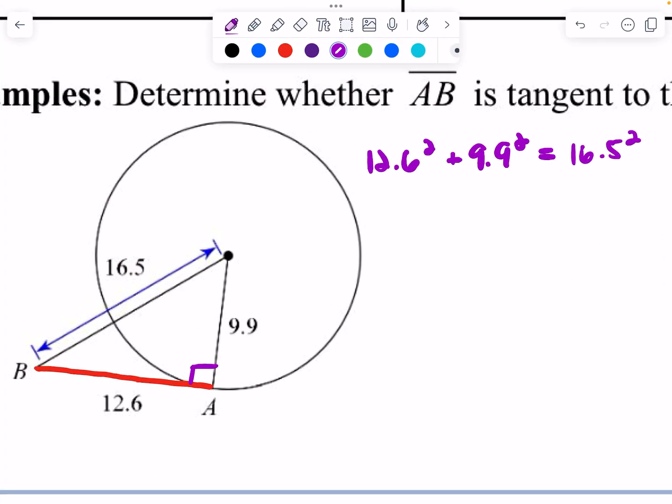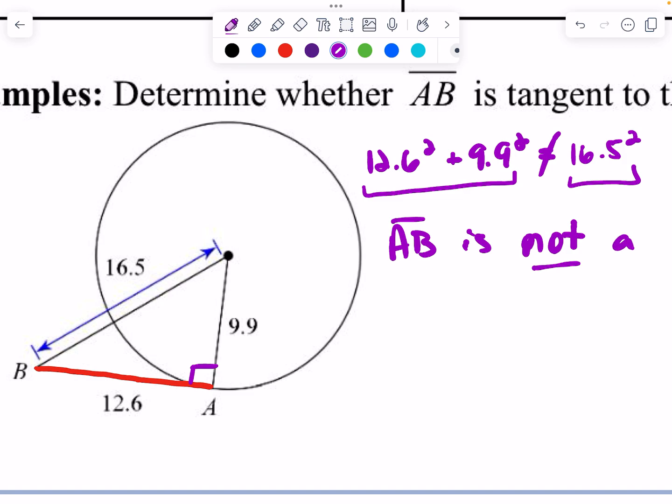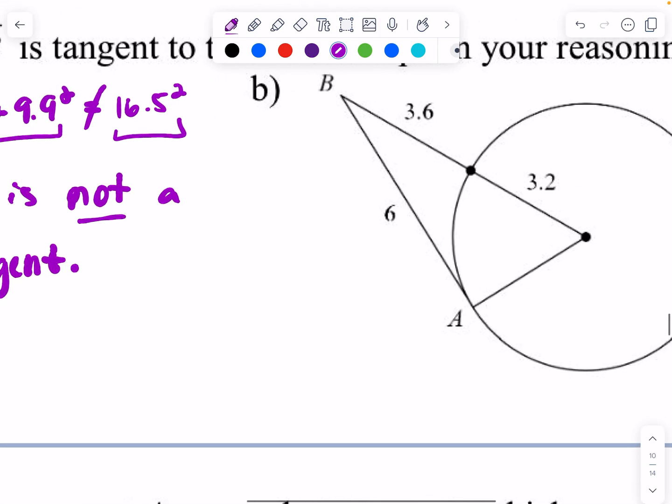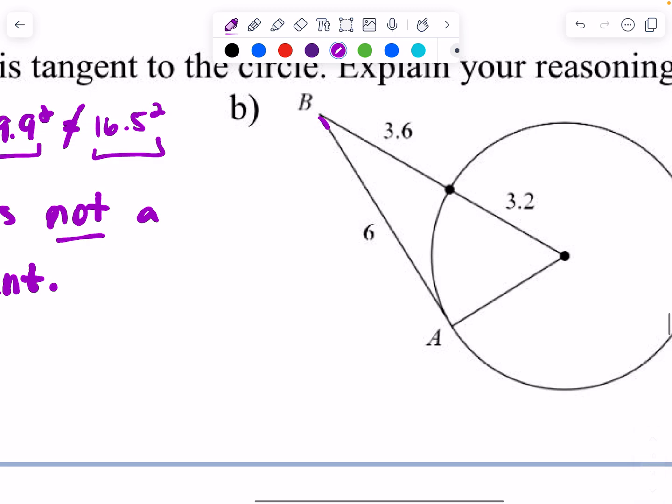So this would be an example where this side right here does not equal this side. Therefore, AB is not a tangent line, because if it was, it would have worked. That would have been a right triangle. So let's try again. We're trying to determine if AB here is a tangent line. So again, trying to explore if this is actually a right triangle.